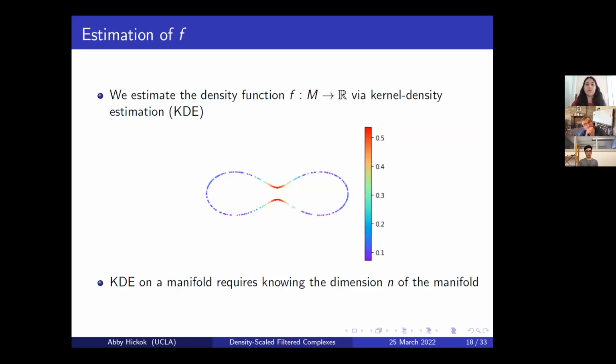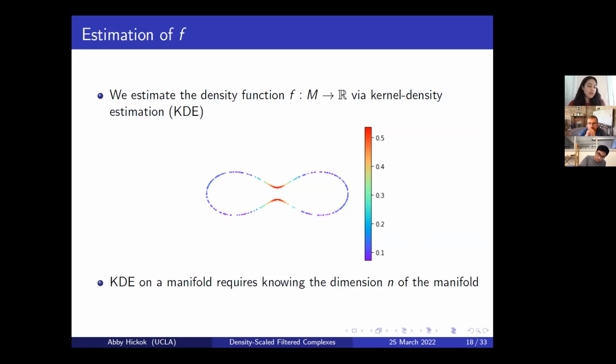Okay, so I'll talk a little bit more about each of these 2 steps. In this first step, we're estimating the density function f using kernel density estimation. This is the result on the Cassini curve that I showed you at the beginning, where the density is much higher at this narrow bridge here and less dense on the sides.